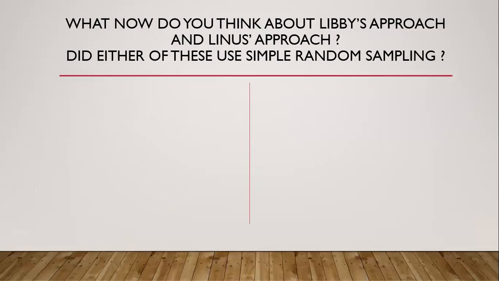Now that we've thought a little bit about the first two, I'd like to ask you to pause for a minute and think about Libby's approach. She was the one that had the names chosen from the bowl, those email addresses obtained from the AARP. And think about Linus, who stood outside that restaurant in Atlantic City, New Jersey at night. Which of these two approaches, if either, used simple random sampling? Which of them may have had sampling bias? Think about that for a moment.